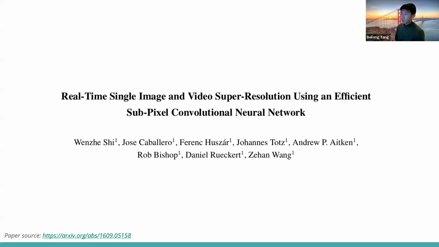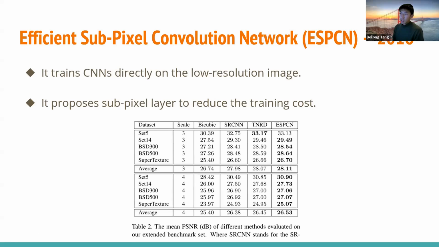The second paper was proposed in 2016, one year after the SRCNN paper, and it proposes the sub-pixel convolutional network. This paper, ESPCN, differs from the previous one in that it trains CNNs directly on the low resolution data. Recall that previously we first downsample and then we have to upsample. This paper directly uses the downsampled data instead of upsampling first. It proposes a sub-pixel layer to reduce the training cost and computational cost. And we can see from the results that this paper produces much better results compared to SRCNN on the dataset.